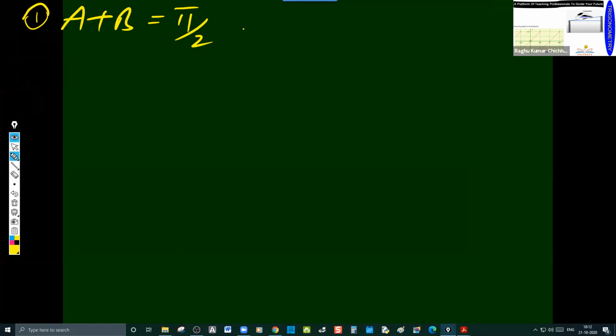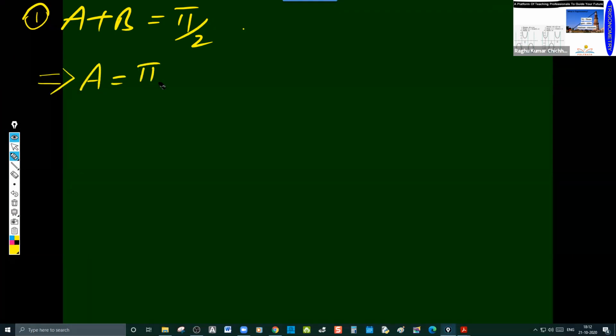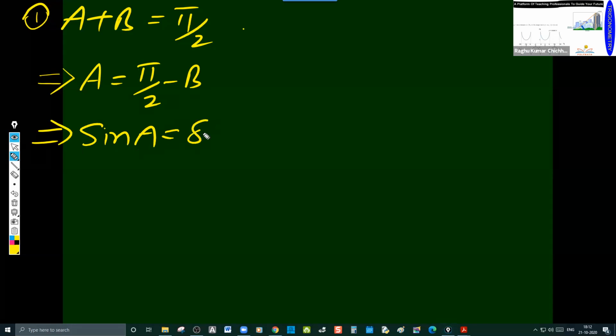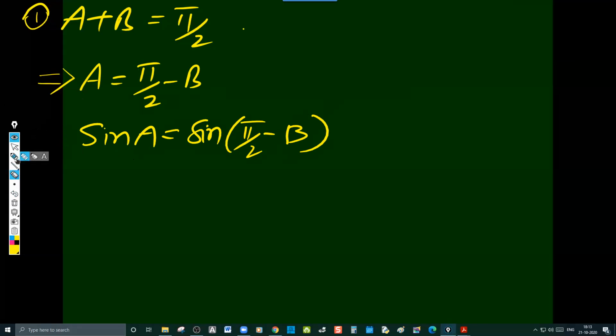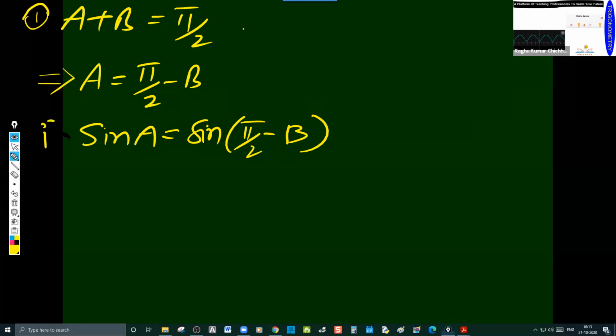Now, if I write b on the right hand side, then a is equal to pi by 2 minus b. Let us apply sine on both sides. Number one, sine a is equal to sine of pi by 2 minus b. Let me apply tan also or cos also, because she read the three results. That's the reason why I'm writing all of them simultaneously.